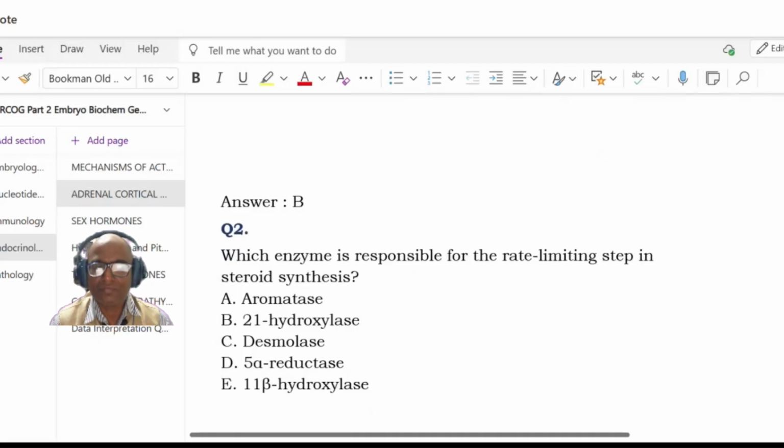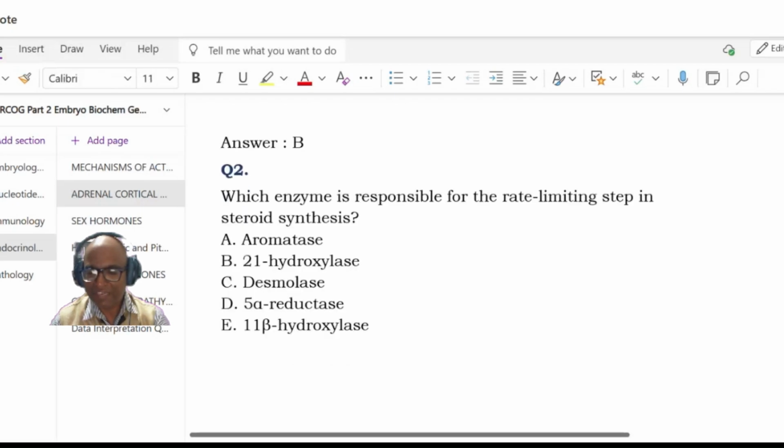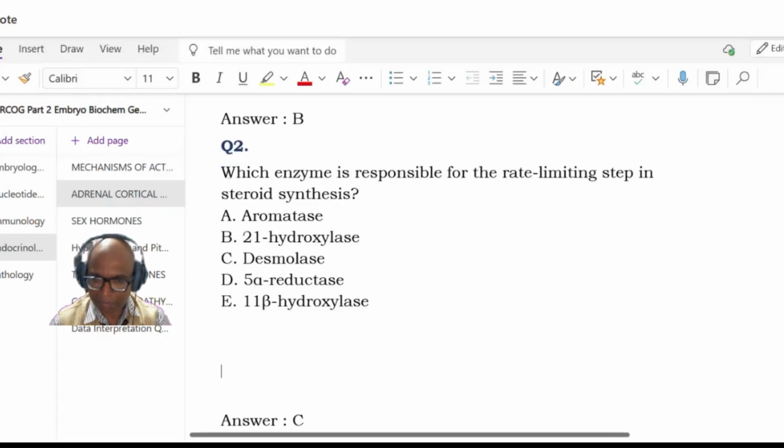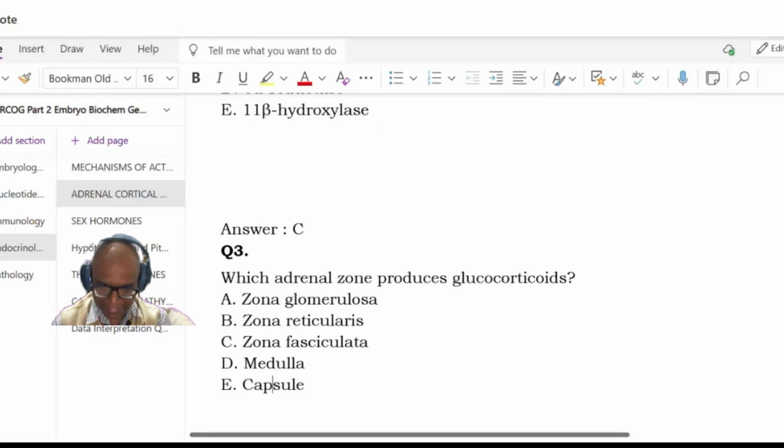Question two, which enzyme is responsible for the rate limiting step in steroid synthesis? A. Aromatase, B. 21 hydroxylase, C. Desmolase, D. 5 alpha reductase, E. 11 beta hydroxylase. So the answer is C, desmolase. Now we have just finished the session, but when you have all the rate limiting enzymes from the Krebs cycle and these, you will get confused. So when you study now, please take down your own notes. Next.